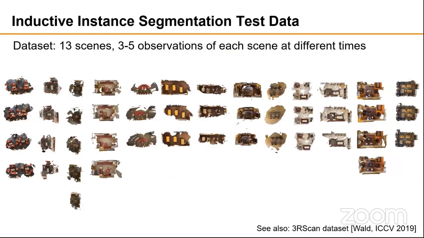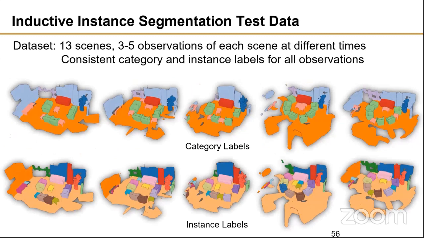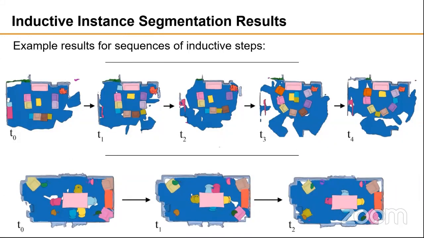To test how well this method works, we collected a dataset with repeated RGBD scans of 13 scenes, each observed 3 to 5 times. Then we manually labeled the object instances and assigned consistent instance IDs to objects as they moved, entered, and left the scene over time. We then ran our inductive instance segmentation algorithm to predict semantic category and instance labels, as well as instance associations across time. Here's a representative example result.